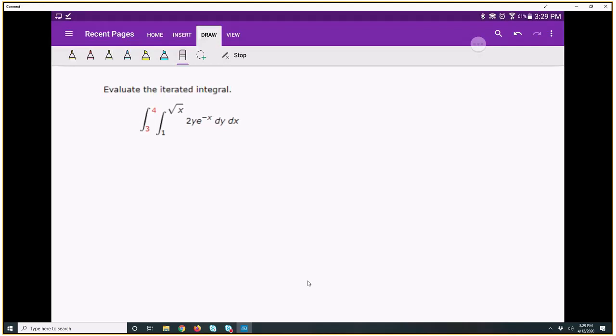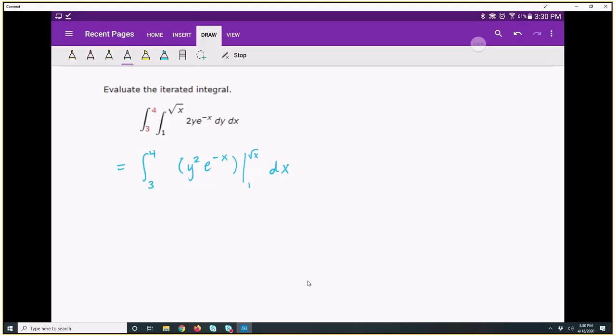So we have the function 2y e to the minus x, a function of x and y. We're first integrating with respect to y, which means we'll treat x as a constant. In this case, we'll treat e to the negative x as a constant. So this should be equal to integration from 3 to 4. We want to take the antiderivative of 2y e to the minus x with respect to y. So 2y is going to become 2y squared over 2, or y squared. And e to the negative x is just a constant. We're going to evaluate between 1 and square root of x.